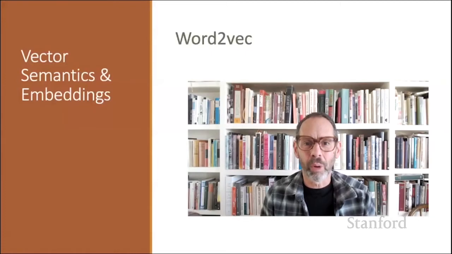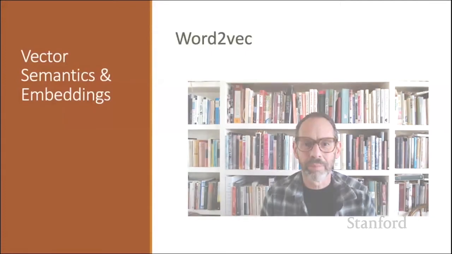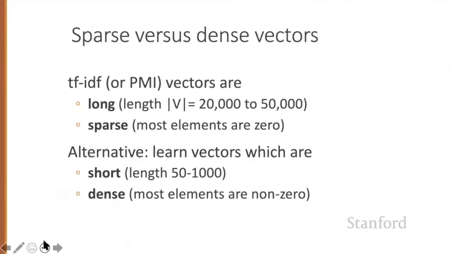Let's now introduce the important Word2vec embedding method. In the previous lectures, we saw how to represent a word as a sparse, long vector with dimensions corresponding to words in the vocabulary or documents in a collection. We now introduce a more powerful word representation, embeddings, short, dense vectors.